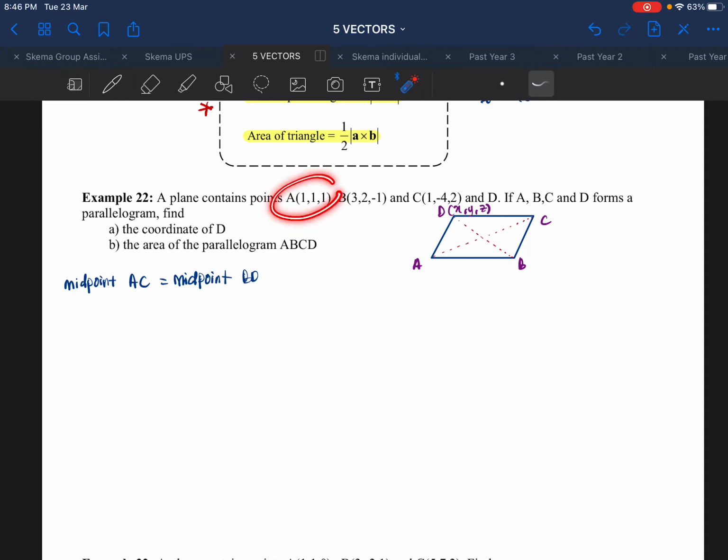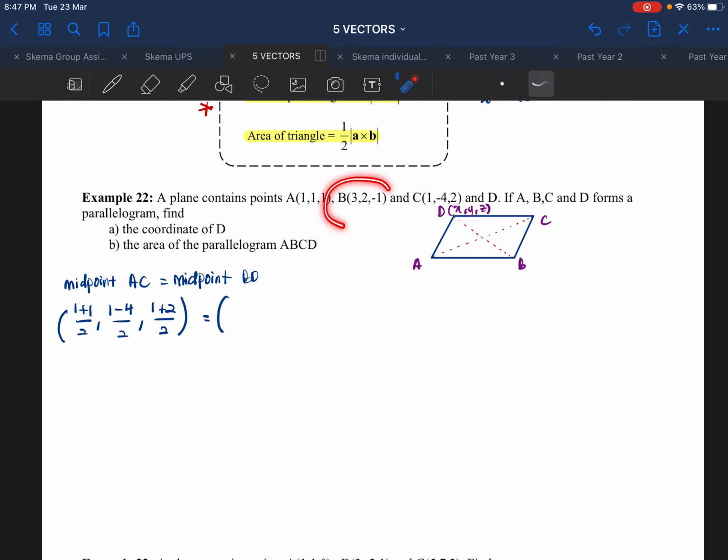Okay. So, midpoint AC. A kita ialah 1, 1, 1, C kita ialah 1, -4, 2. So, kita carilah midpoint dia ialah 1 tambah 1 bahagi 2, 1 tolak 4 bahagi 2, 1 tambah 2 bahagi 2. Okay. So, kita ada 1 tambah 1 bahagi 2 untuk X. Dan kita ada 1 tolak 4 bahagi 2 untuk Y. 1 tambah 2 bahagi 2 untuk koordinat Z.